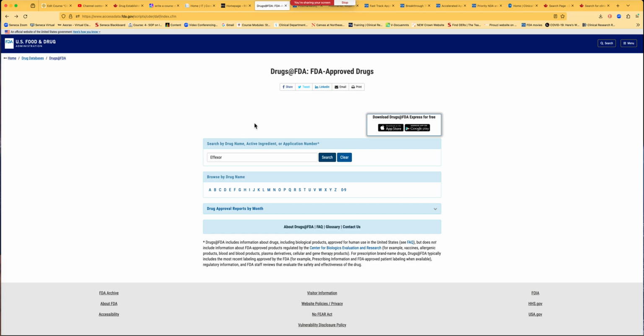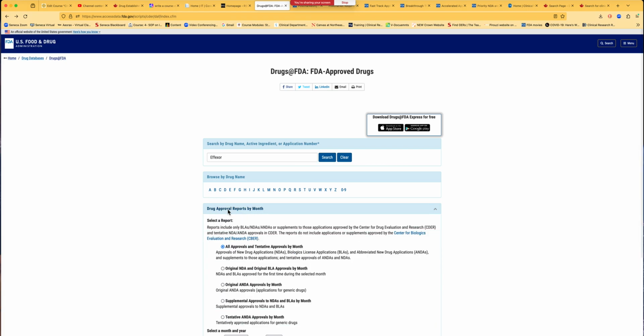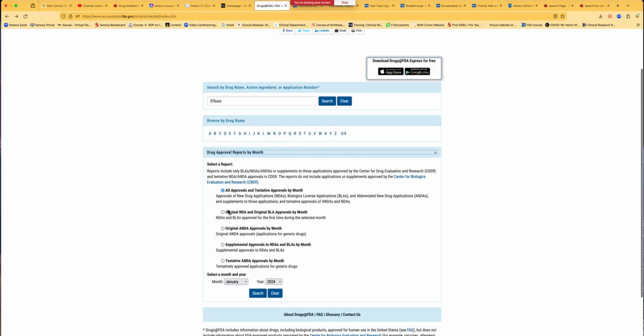So here we are looking into Drugs at FDA, which is on the website www.accessdata.fda.gov. When you come here, you are going to be able to add your drug name, or you can also browse by drug name. You can also look into the drug approval reports by month. So again, it gives you a type of tabulated summary of the approvals of the drugs by month.